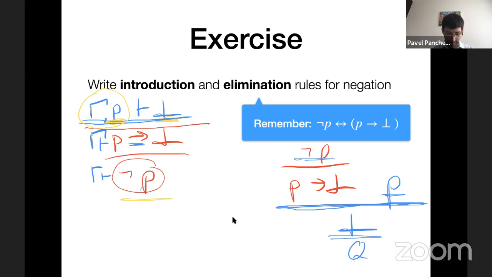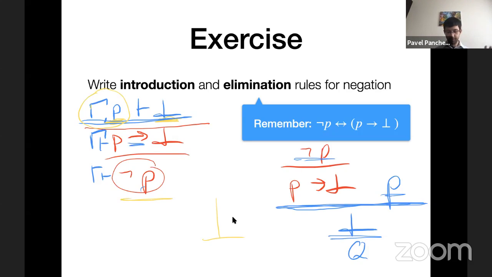Oh, I see. You're asking how to pronounce it. Yeah, the thing that I'm using for false, this upside down T, I call it false. Y'all can call it whatever. Okay.